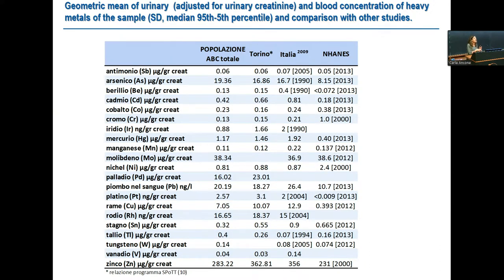They have filtered the water distribution system, but still a higher level of arsenic has been found. Arsenic also comes from combustion. And we found, for example, in the second row, a level of 19 micrograms per gram of creatinine in the urine of people. How much is it? 20. Is it a lot? No, it's a reasonable value.